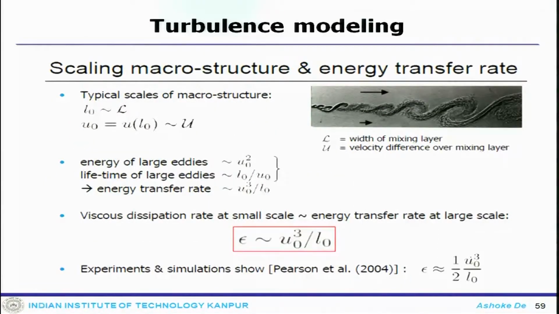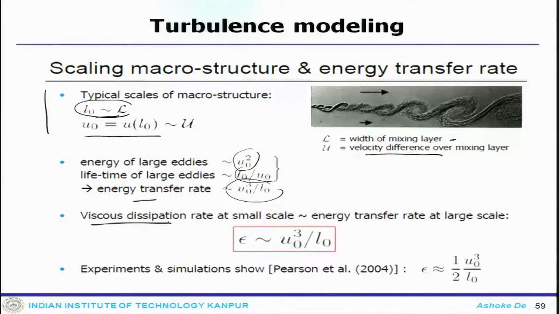Now if you need to scale this energy and the macrostructure, the picture shows how the large scale eddies are formed. This is the width of the mixing layer, u is the velocity, and the macrostructure length scale would be the characteristic length scale. If you have a channel, this could be of the order of the channel diameter, and the velocity at the inlet. The energy of the large scales is of order u naught square, the time scale of the large eddy is L naught by u naught, and the energy transfer rate is u naught cube by L naught.